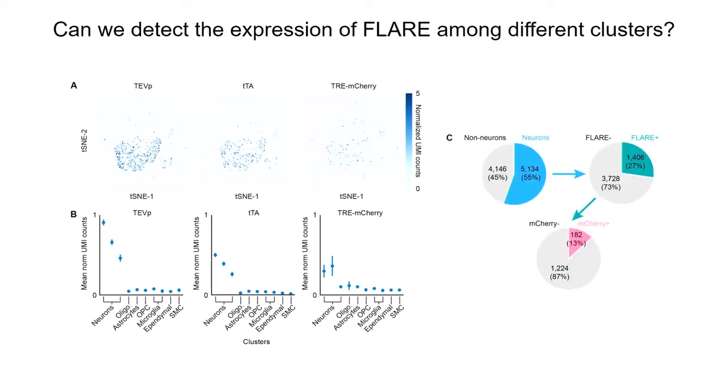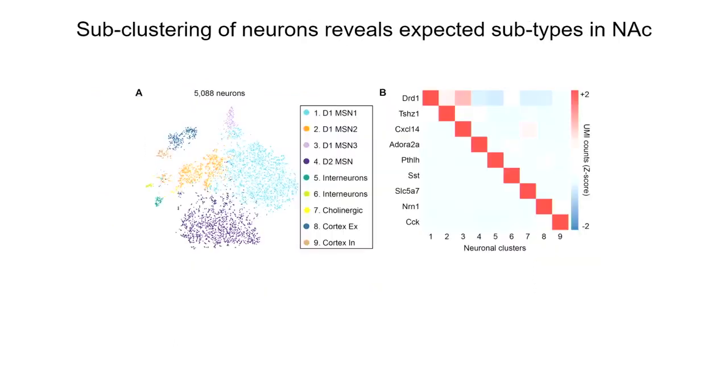So this is a good sanity check to make sure that we're detecting the FLARE components. And then among our cells, a little over 50% of them are in these neuron clusters. Among that, 30% express the FLARE virus. And among our FLARE positive neurons, maybe 10% are activated during our neural activity recording.